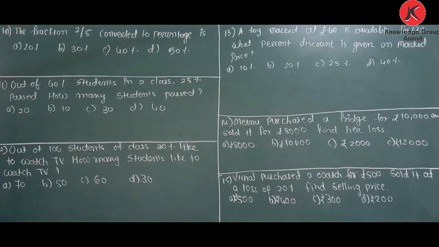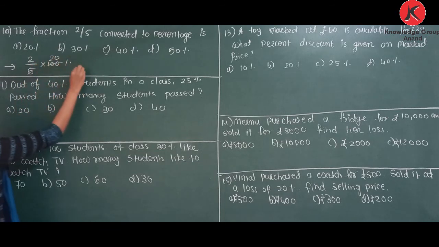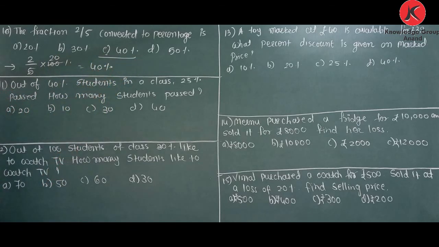Now next, the fraction 2 by 5 converted to percentage is. Fraction is given and you need to convert it into percentage. We also learned this method. To convert a fraction into percentage, you need to multiply it with 100%. That gives 20, so that will give 40. So our answer is C.